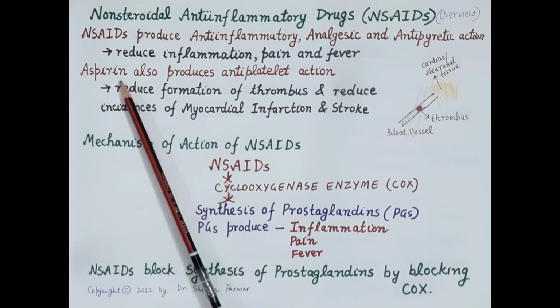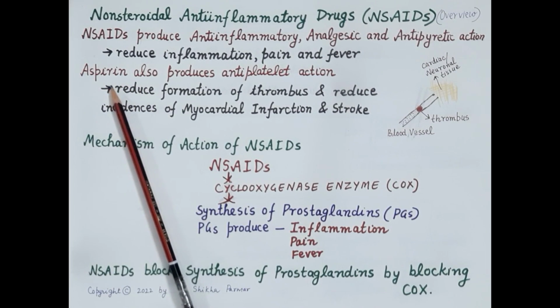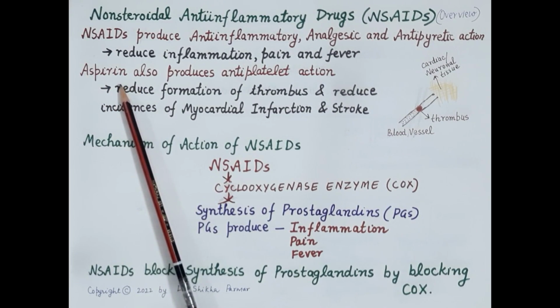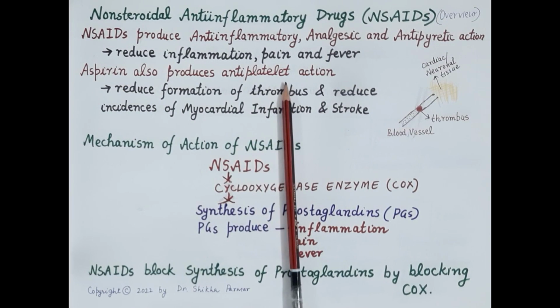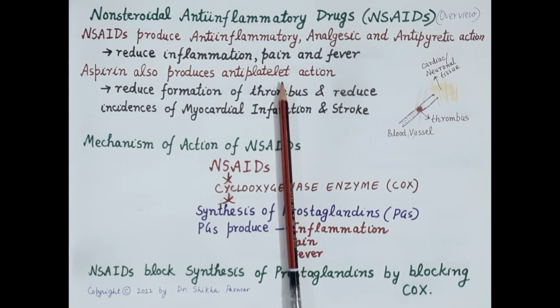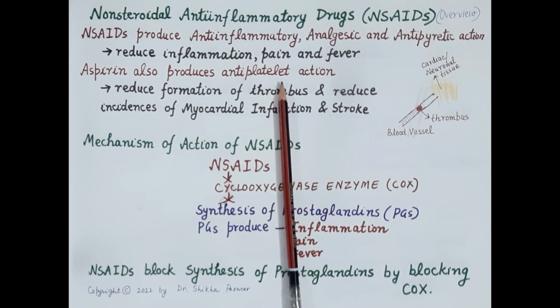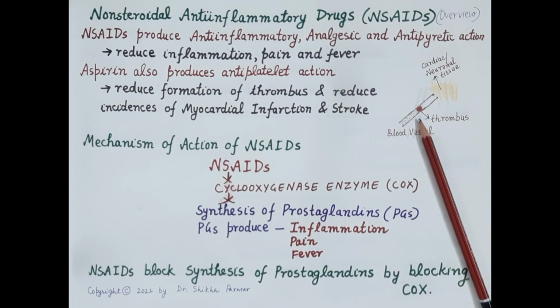Now, aspirin is the oldest anti-inflammatory drug, a very popular, well-known drug. Aspirin is an anti-inflammatory, analgesic and antipyretic drug. In addition to that, it also produces anti-platelet action. It inhibits platelet aggregation. So the platelets do not stick to each other, and this prevents the formation of thrombus.